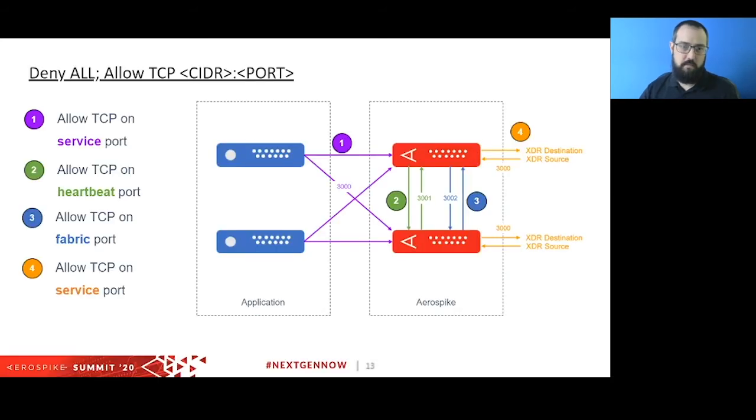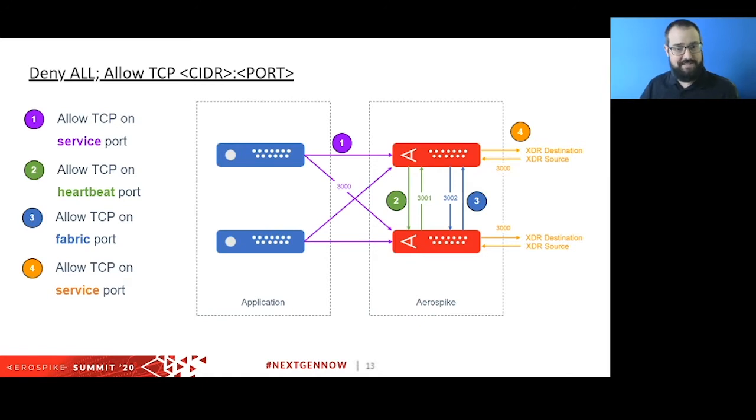And finally, for deployments which are using our cross-data center replication, or XDR, there would be an additional egress rule for shipping data out to a different data center or cloud region, and an additional ingress rule for receiving data from a different data center or cloud region. The XDR replication is done using the service port, just like applications. Therefore, when a cluster is acting as the XDR source, the egress rule is just like that of the applications. It allows every node in the source cluster to establish a TCP connection with every node in the destination cluster on that configured service port.